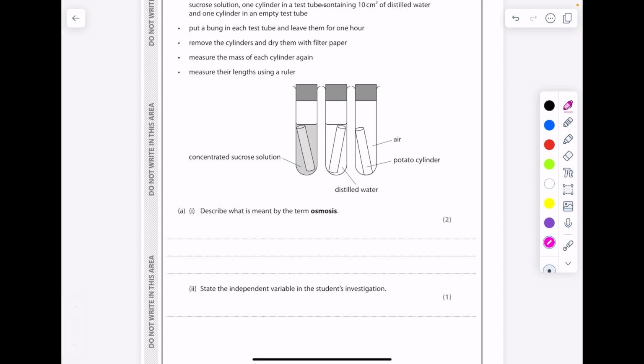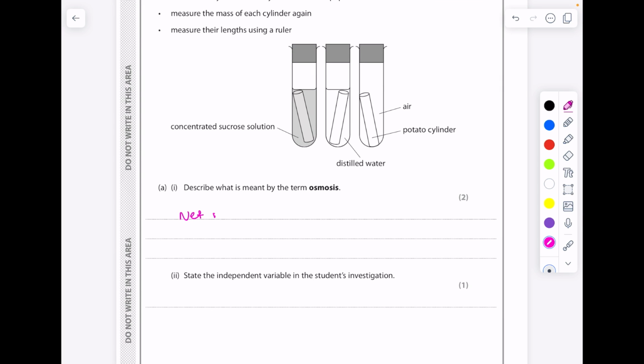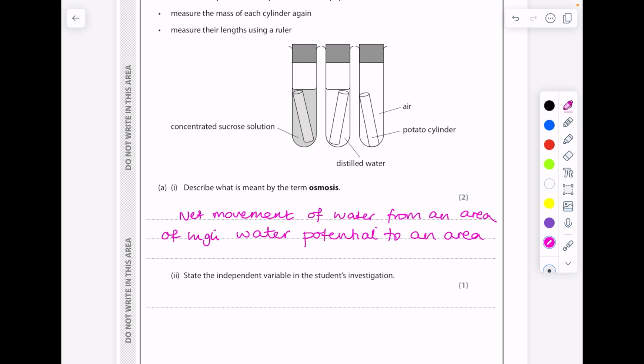Okay, so I can already see my independent variable is the solution. That's what I've changed each time. Describe what is meant by the term osmosis. It's the net movement of water from an area of high water potential, so somewhere where there's lots of water, to an area of low water potential, across a semi-permeable membrane or partially permeable membrane.